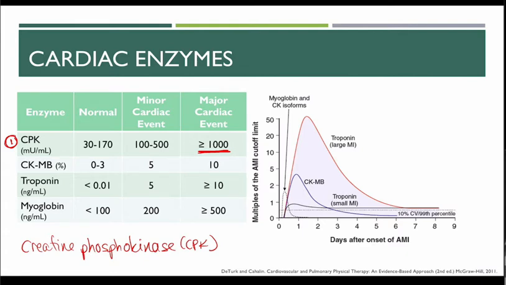You can get more specific by looking at CK-MB, the percent of it that's from the muscle and brain. So this is CPK in muscle and brain, and that can give you an indication of the origin that we're looking at.